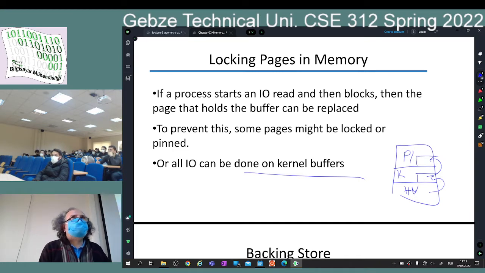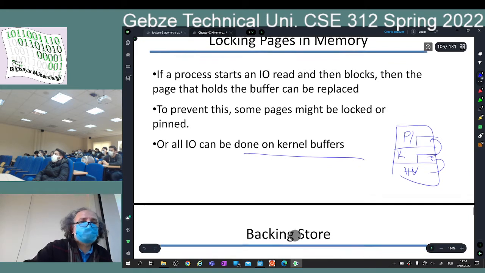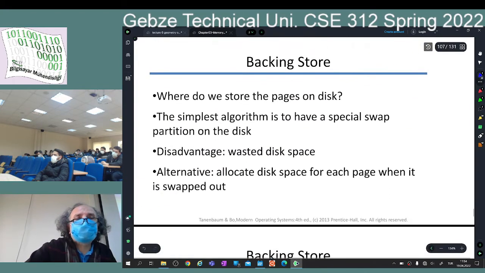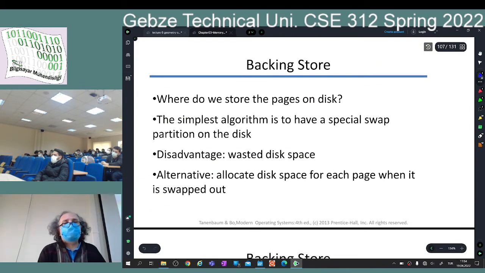Okay, we talked about this stuff. We said that we write that page to the disk, we load it from the disk, etc. We keep talking about writing to the disk and loading from the disk, but we never talked about where do I write those pages on the disk. Where do those pages live? That's called the backing store. Backing store is the place where you save your unused pages on your disk. Where do we store the pages on disk?